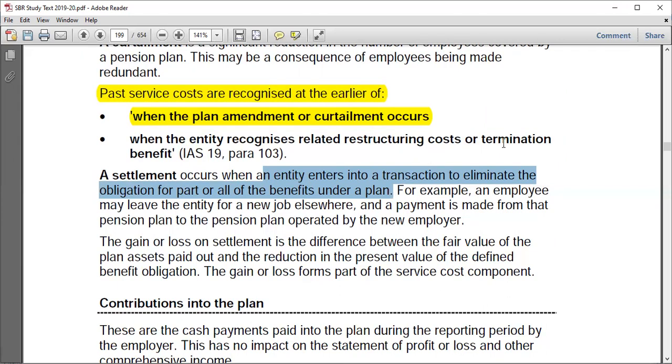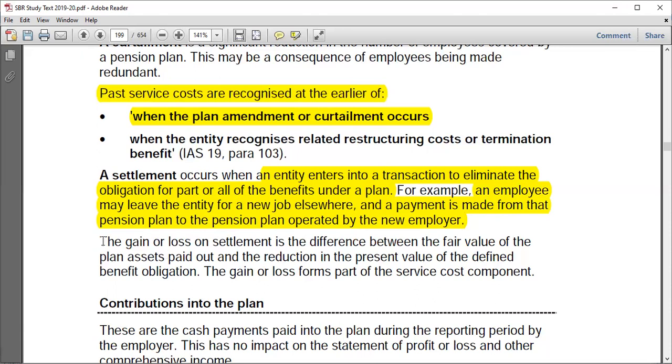That's why they say here, for example, an employee may leave the entity for a new job elsewhere, and a payment is made from that pension plan to the pension plan operated by the new employer. So as to accumulate those pensions. You say, my pension was with company A. Now I need to shift to company B. So let us shift the liability. It depends on how they agree. It may be that the liability shifted is actually 10 million, but maybe only 8 million is paid, and that will give a gain on settlement.